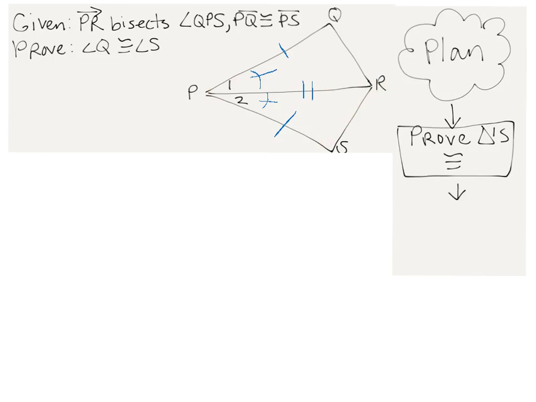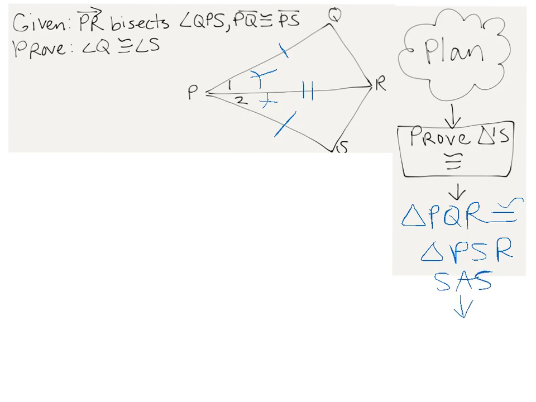So here's my plan. First, I'm going to prove that these two triangles are congruent. What are the names of those triangles? I'm going to show that triangle PQR is congruent to triangle PSR. And what will be my reason? Let's see. Side, angle, side. Side, angle, side. So I'll use side, angle, side.